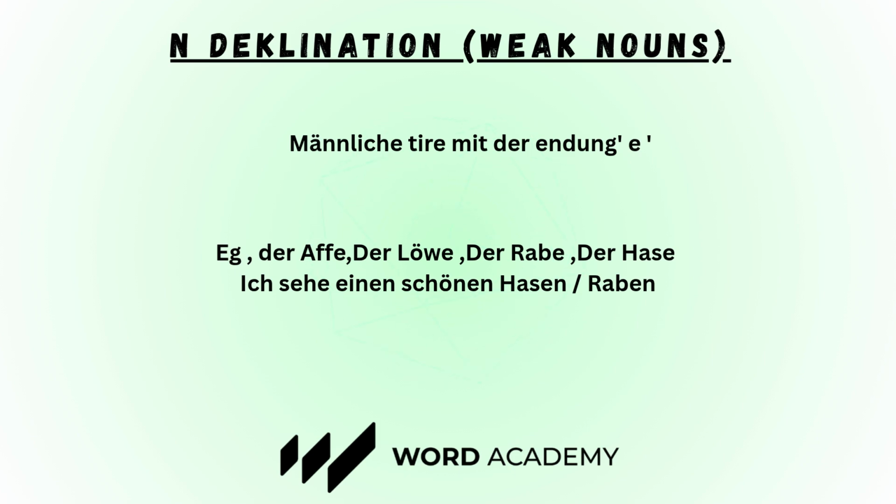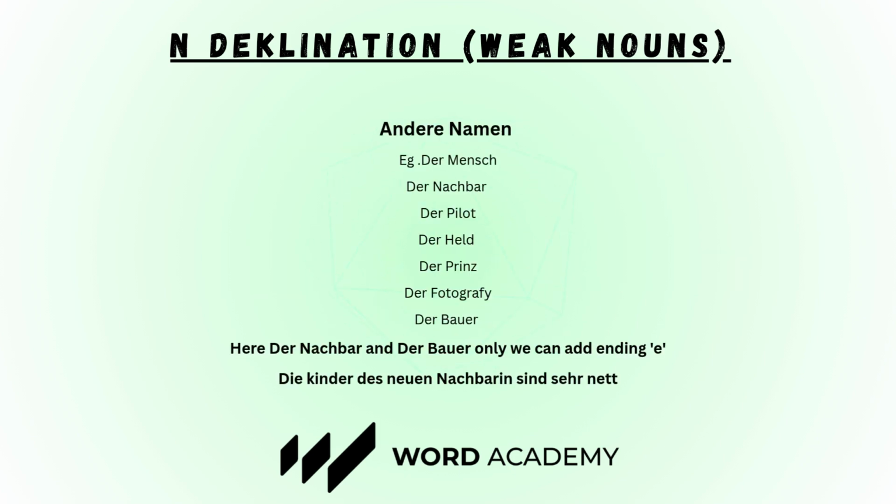The other case is andere Namen. Beispiel, der Mensch, der Nachbar, der Satellit, der Held, der Prinz, der Fotograf und so weiter. Here we must remember der Nachbar und der Bauer. We only use n in those cases. Example, die Kinder des neuen Nachbarn sind sehr nett. Kannst du bitte die Fotografen anrufen?